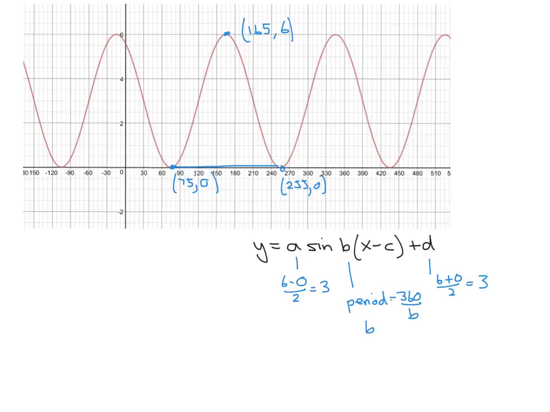So B equals 360 over 180, which equals 2. Sorry about that, kids. And B equals 2.